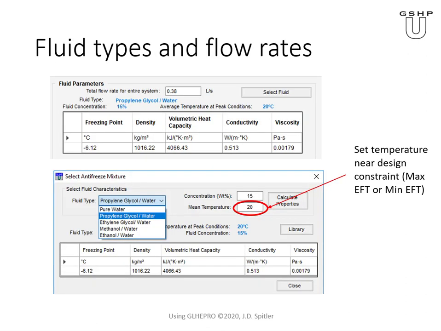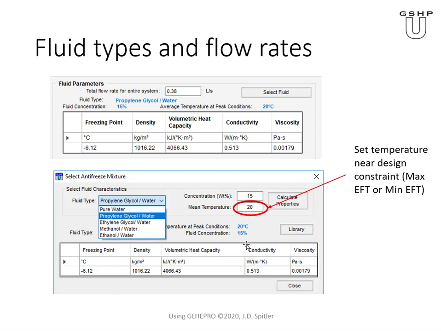And then GLHE Pro will take a range of fluid types and flow rates. So for pure water and then mixtures of water with propylene glycol, ethylene glycol, methanol, and ethanol, we have a model of all the properties built in. It can tell you for a specific fluid mixture what the freezing point is, and for a specific temperature, it will give you the density, volumetric heat capacity, the conductivity, and viscosity.